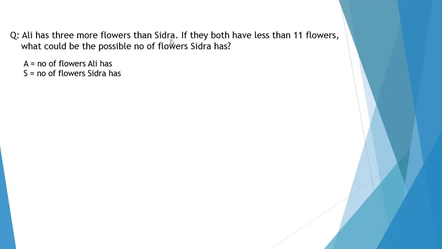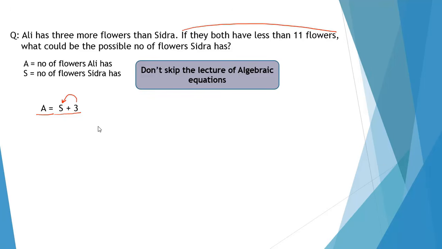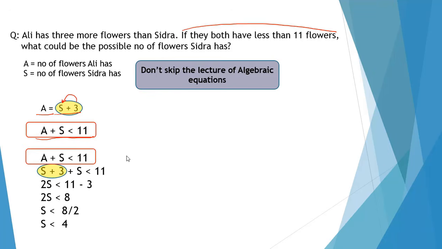Ali has 3 more flowers than Sidra. If they both have less than 11 flowers, what could be the possible number of flowers Sidra has? The first sentence is converted into an equation the same way as we solved in the algebraic equations lecture. 3 is added to the number of flowers Sidra has to make it equal to the number of flowers Ali has. So A is equal to S plus 3. If they both have less than 11 flowers, A plus S is less than 11. Insert the value of A in this inequality and solve for S.